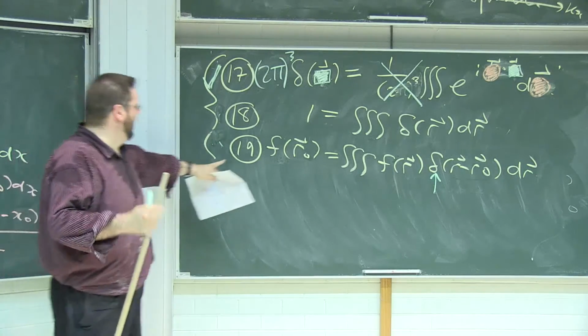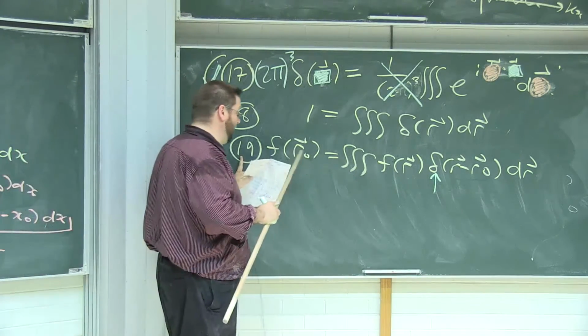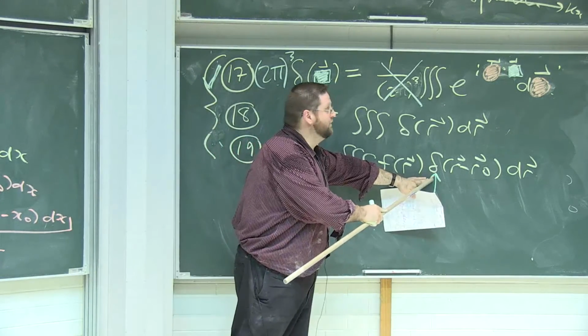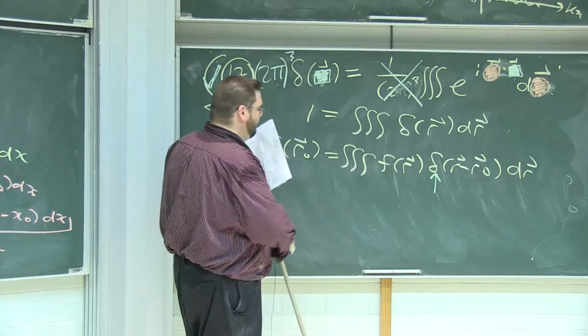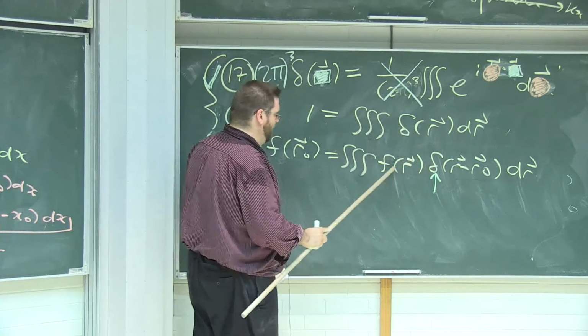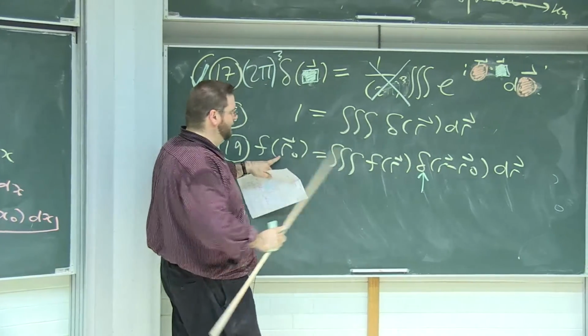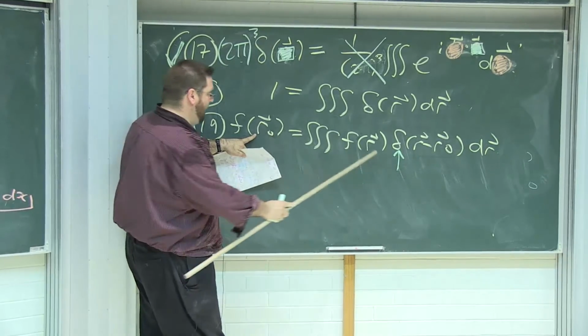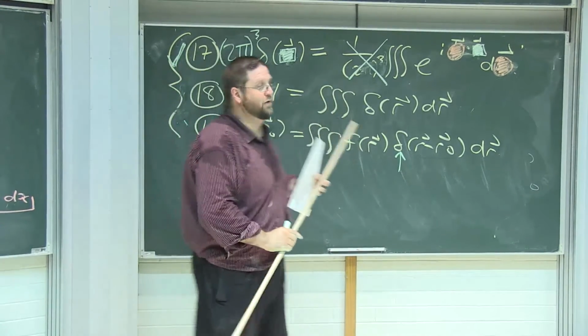Um, 19. Beautiful. So this is correct. We can use 19 because this will sift. Any integral involving the Dirac delta is trivial. Throw away the integral, throw away the Dirac delta. What are you left with? F of something. What is that something? Set this to naught. R minus R naught is naught. R equals R naught. Exactly the same logic here.